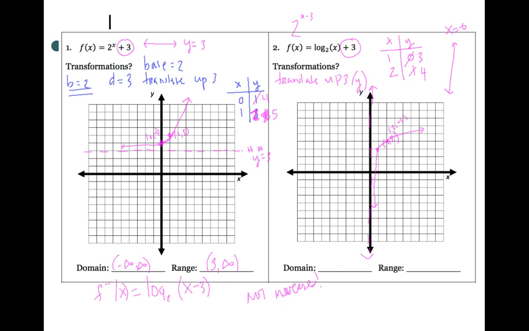The domain of this, so I forgot to label the asymptote, x equals 0. The domain is going to be from 0 to infinity. The range is going to be all real numbers.